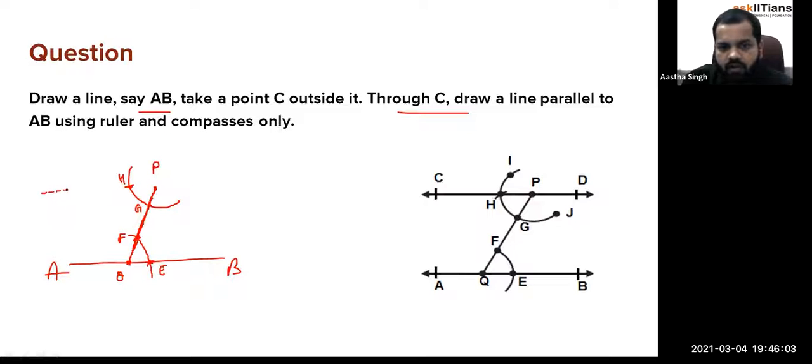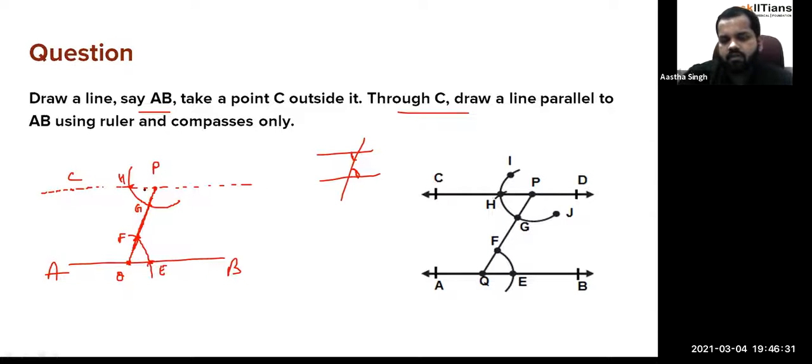If you just draw a line, you will find that your C point will be there and these lines will be parallel. Why are these lines parallel? What we have done is that if two lines are parallel, these angles are alternate angles, which we have proved. We have made an alternate angle.